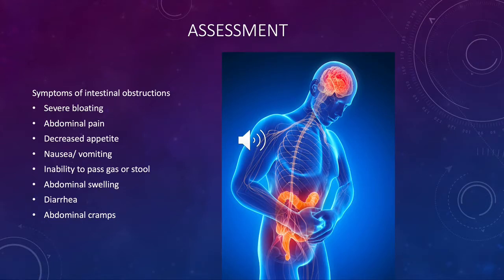I'm going to be talking about intestinal obstructions. In this slide, you see the symptoms of intestinal obstructions, and this could be anything from distended abdomen, severe abdominal pain, nausea, vomiting, diarrhea. You want to assess this by obviously doing an abdominal assessment, palpating, and visualizing, checking for any distension and whatnot. And then the key finding here would be the nausea, vomiting, and diarrhea.